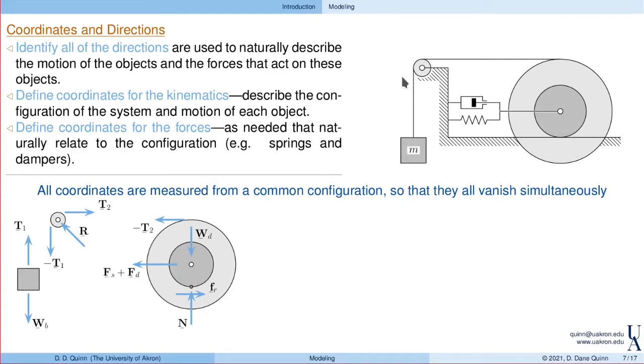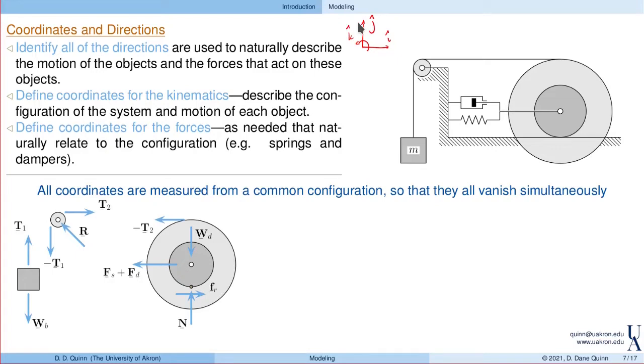So what directions are important for this problem? Well, the block moves up and down, right? So up and down is going to be an important direction. And the displacement of the center of the disk is left and right. Well, those two form a set of bases, i and j. And then, of course, we're using a right-handed coordinate system, so k comes out of the board.